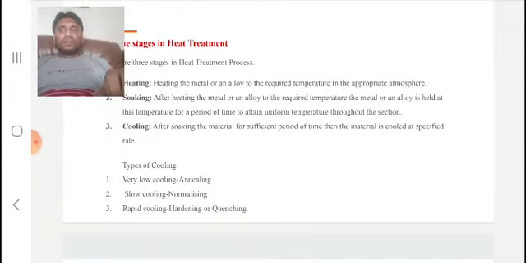So cooling can be done in different ways. Mainly, cooling is classified into three types: very slow cooling, called annealing, then slow cooling, called normalizing, and then a little more faster, rapid cooling, called hardening or quenching.